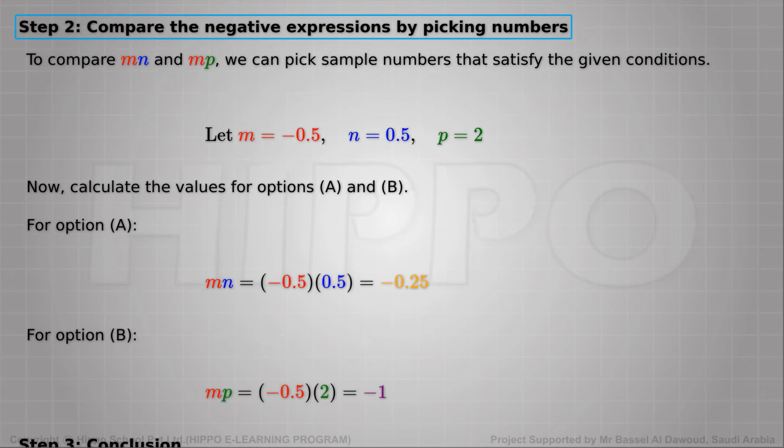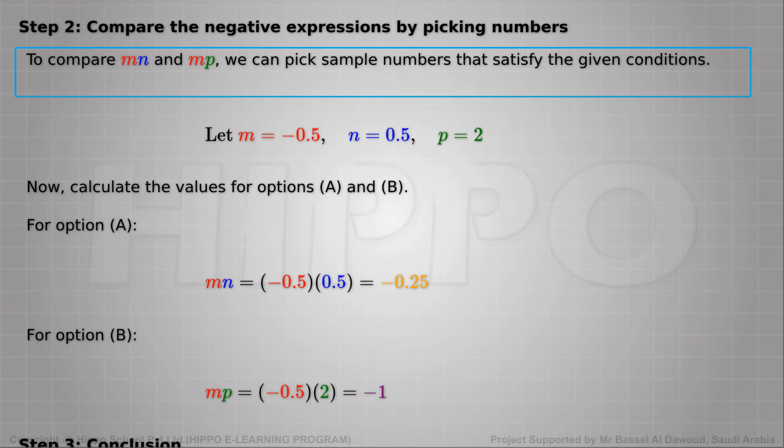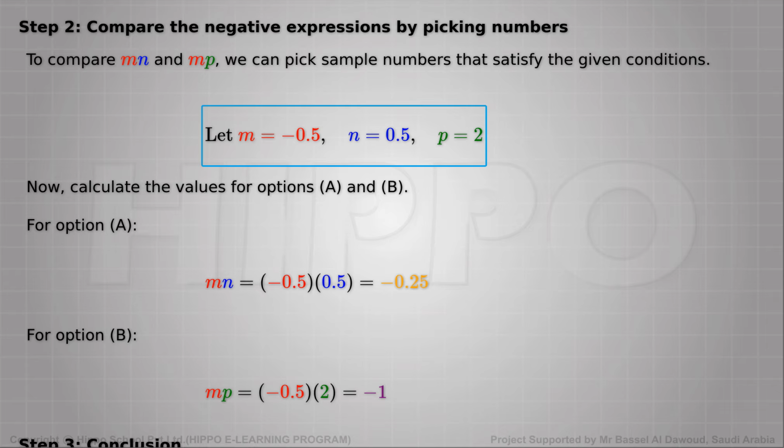Now for step 2. To figure out whether mn or mp is smaller, the easiest method is to pick some sample numbers that follow the rules. As you can see on the screen, we've chosen some simple values. We let m equal -0.5, which is between -1 and 0. We let n equal +0.5, which is between 0 and 1. And we let p equal 2, which is greater than 1. These are valid numbers that will help us test the expressions.